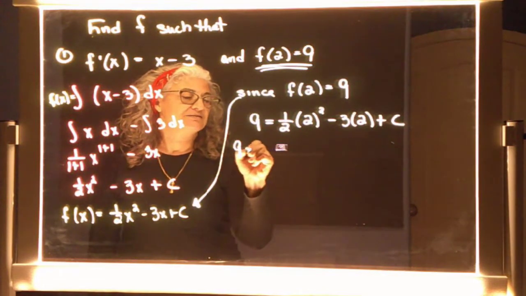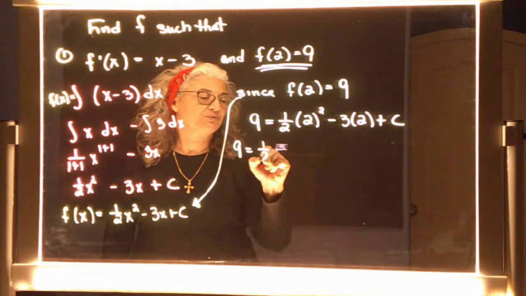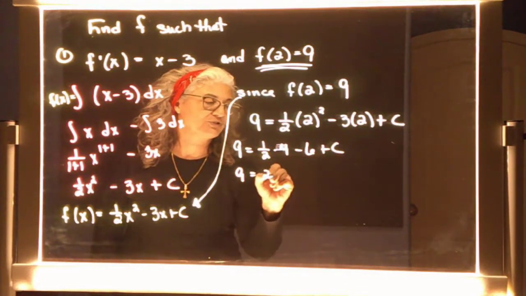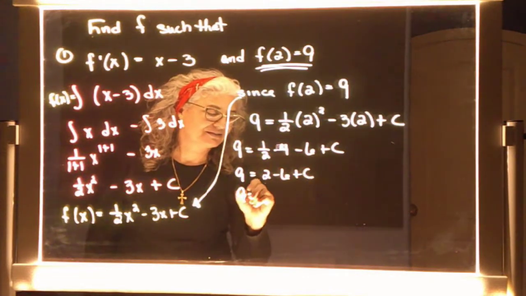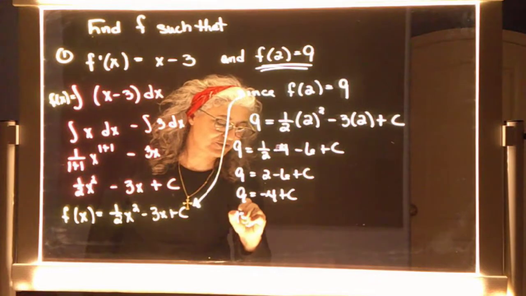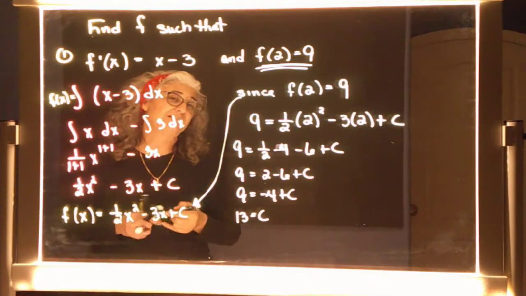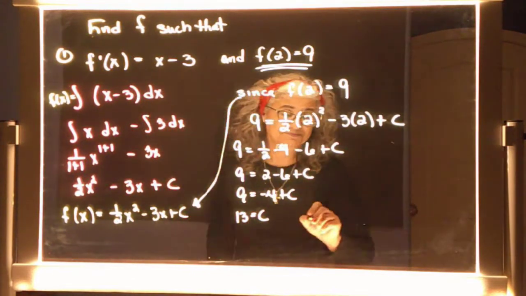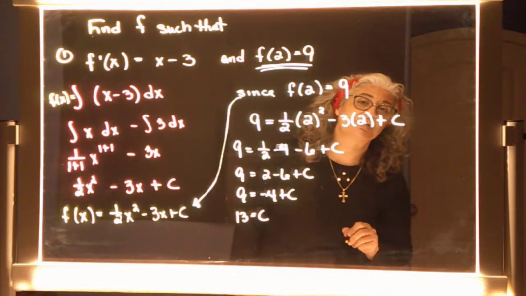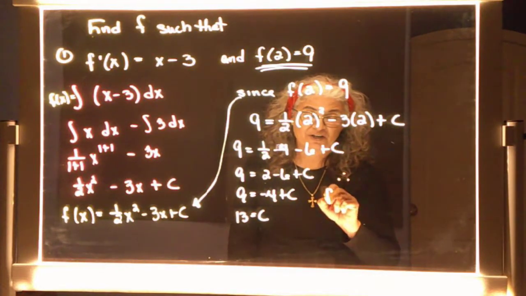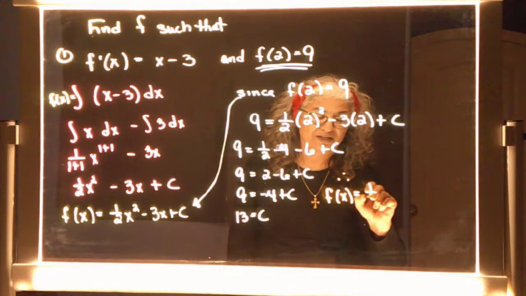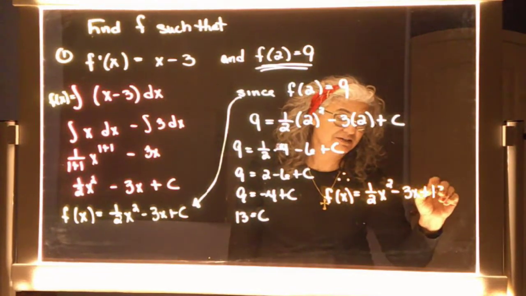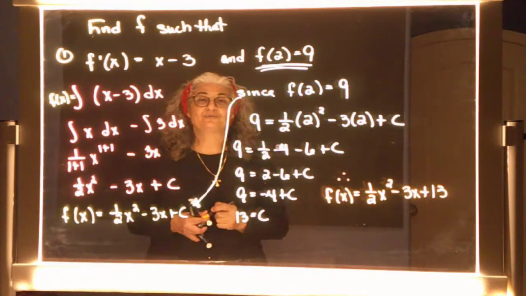So, just get your algebra going here, right? 1 half times 4 minus 6. 9 equals 2 minus 6 equals negative 4 plus 6. 13 equals C. Looks like there was a C in the original problem, and it turned out to be 13. Which means, therefore, that's what those three little dots mean, in case you didn't know that, f of x is equal to 1 half x squared minus 3x plus 13. That was the original function.